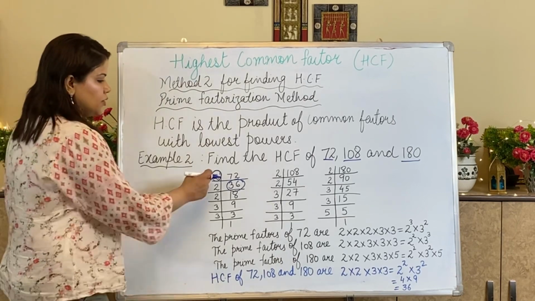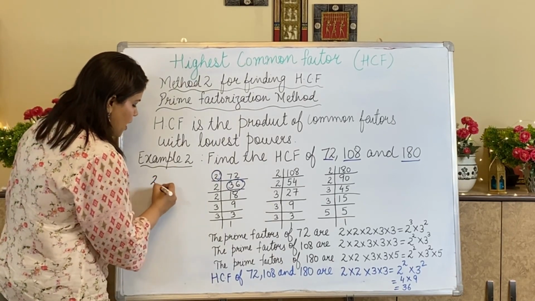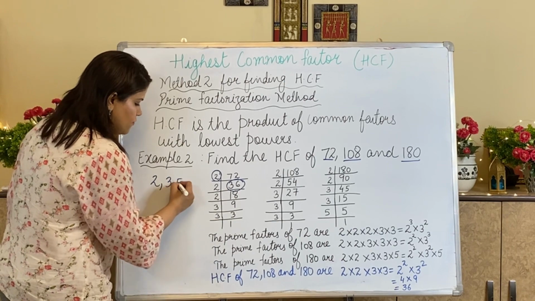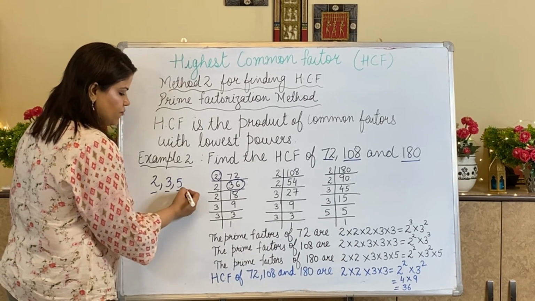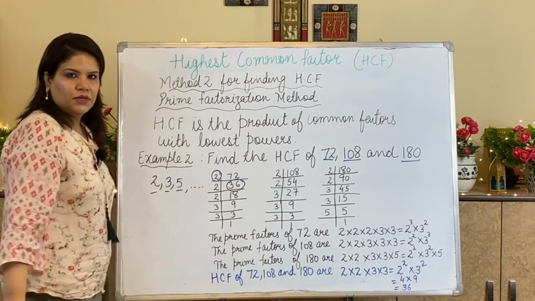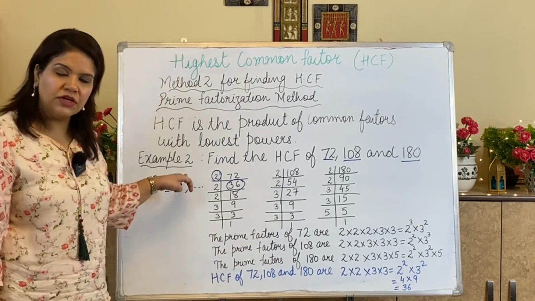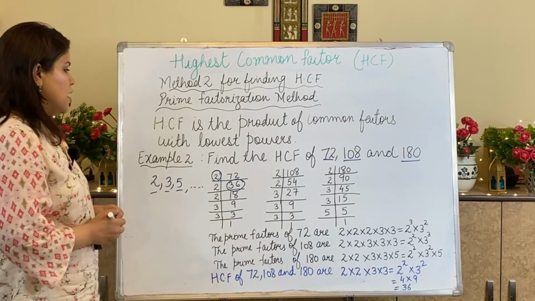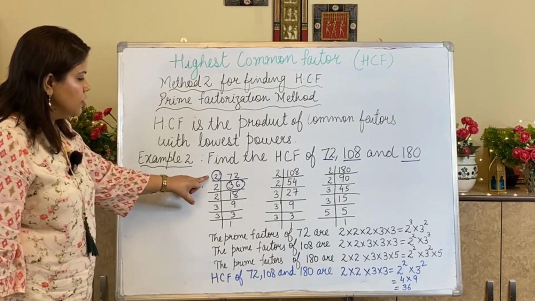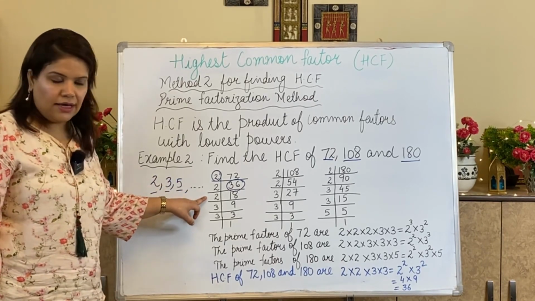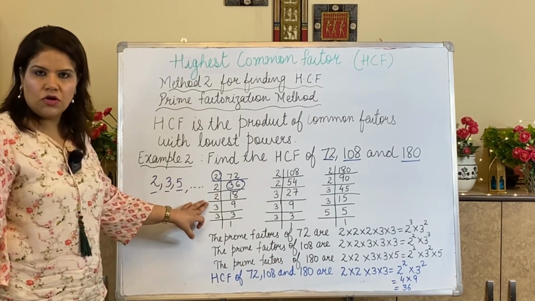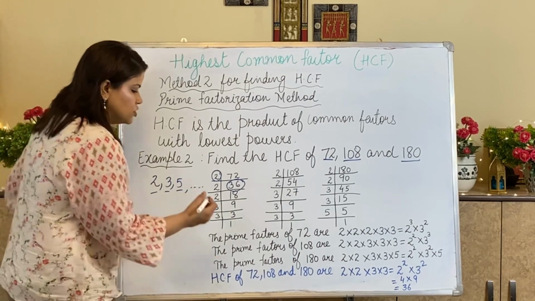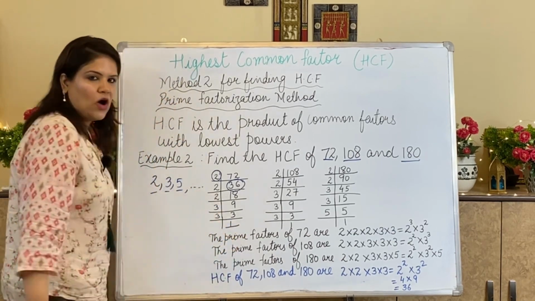Now why have I started with 2? Because what are the prime factors? 2, 3, 5. First I will check with 2, then I will check with 3, then with 5 and further. These are the prime numbers with which I will factorize them. So I have got 2 three times and 3 two times for the factorization of 72, and the long division goes on till I get 1.